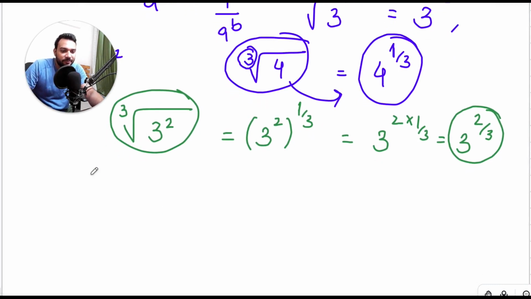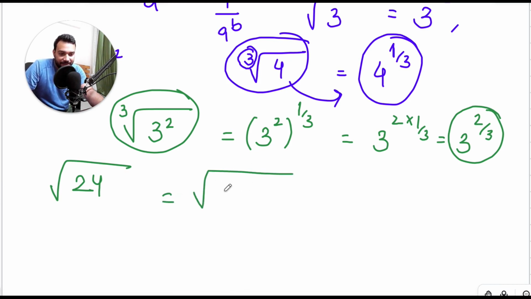Let's see some other simplifications. This is one way. We've seen the representation, now we'll see some other simplifications. For example, let's say you're given square root 24. Can this be simplified? Yes. The 24 inside can be broken down into factors. 6 times 4. This can be written as 3 times 2 times 2 times 2.